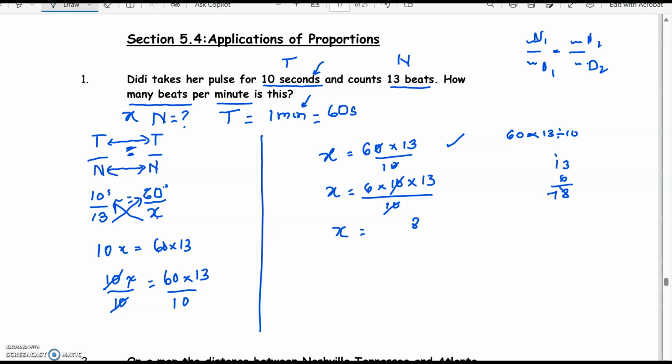6 times 3 is 18. 6 ones are 6, 7. And what is this, 78? Remember what it is? It's the number of beats. So basically what we're saying is, if the heart beats 13 times in 10 seconds, the heart will beat 78 times in 60 seconds. So in your mind, if this makes sense, then you know you are on the right track, except maybe you have to check your calculations again to make sure that you have not made any mistakes. Now, if you're at home, do the calculations by hand and check it using your calculator.